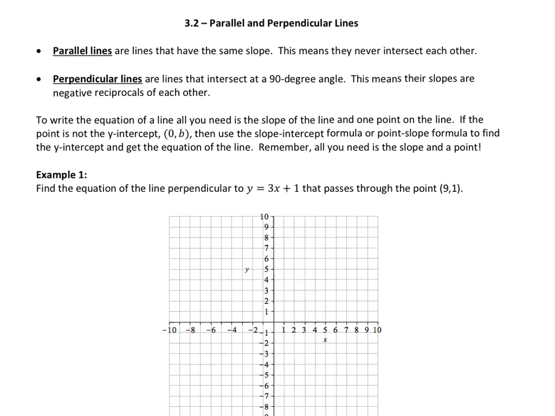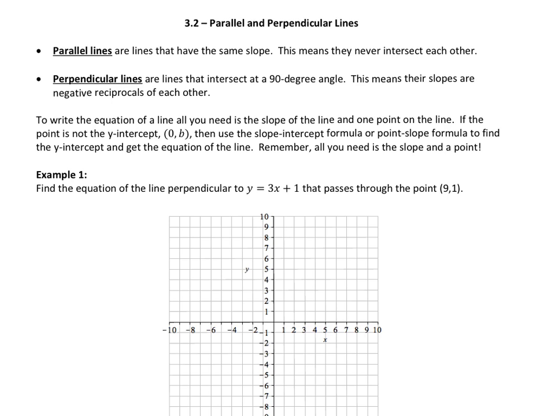In the last section, you learned about the slopes of parallel and perpendicular lines. Remember that parallel lines are lines that have the same slope, and perpendicular lines are lines that intersect at 90-degree angles. That means their slopes are negative reciprocals of each other. So anytime you want to write the equation of lines that are parallel or perpendicular to each other, you have to pay attention to the slopes of those lines.